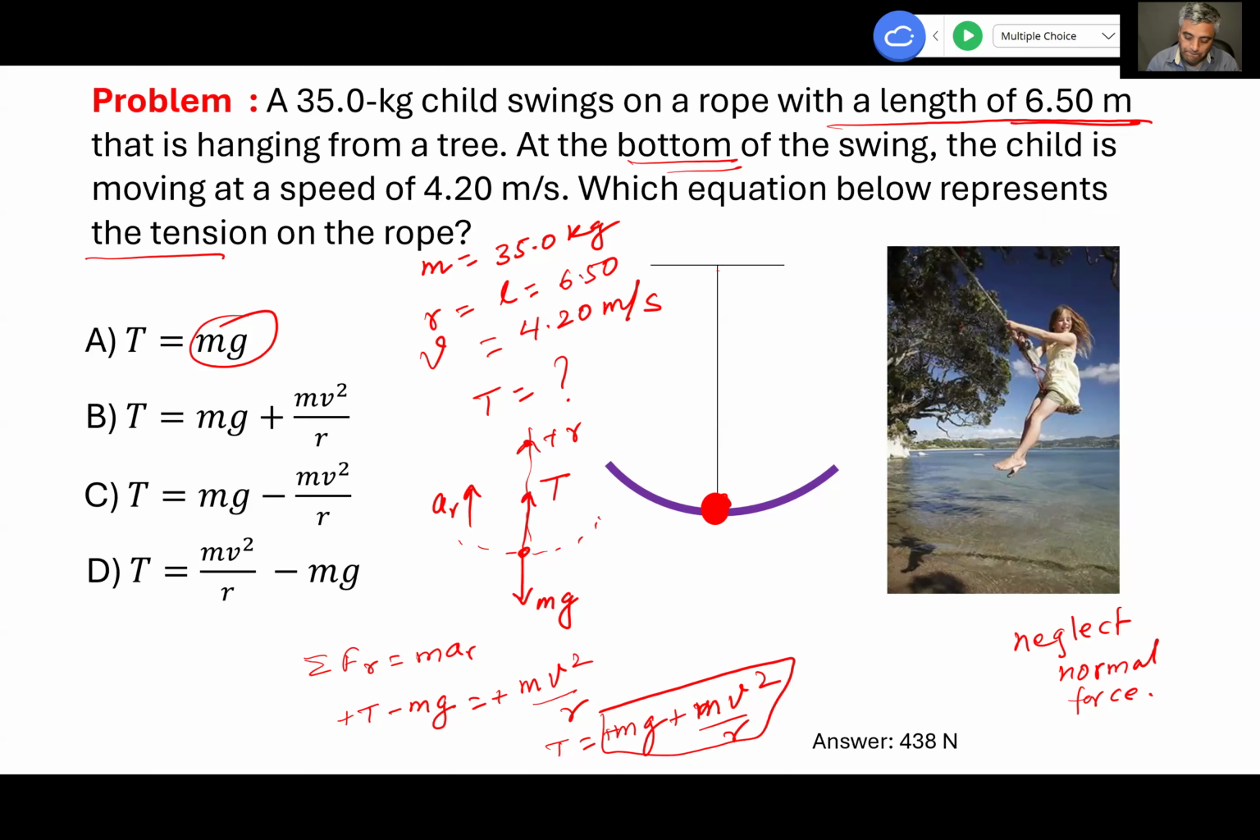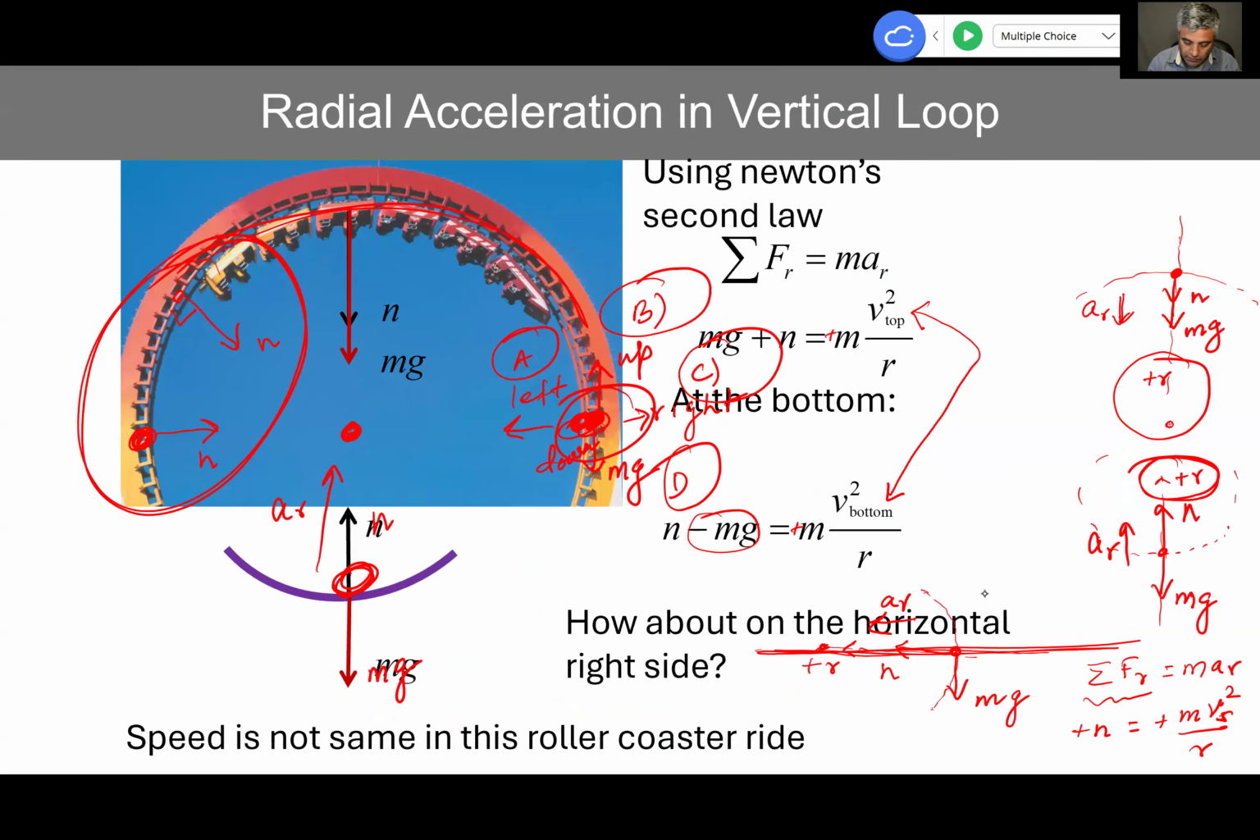Okay, so basically it is similar to what we had here at the bottom. So if you bring this m on this side, it becomes positive mg, and instead of N, we have tension, okay? So basically it's the same problem.